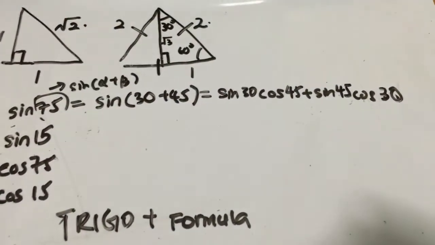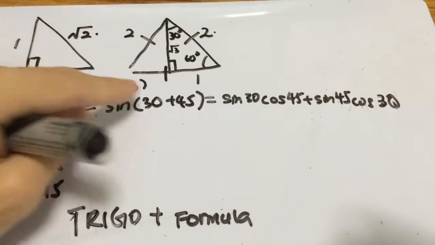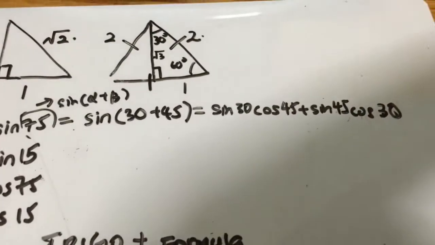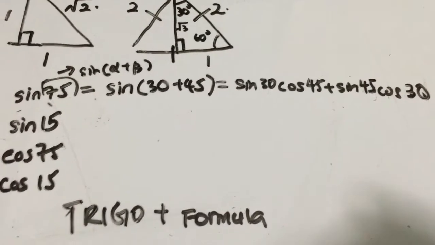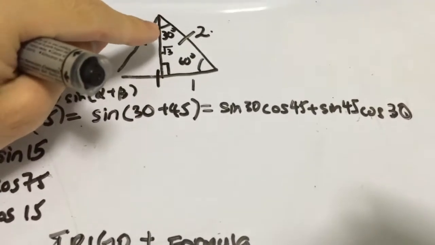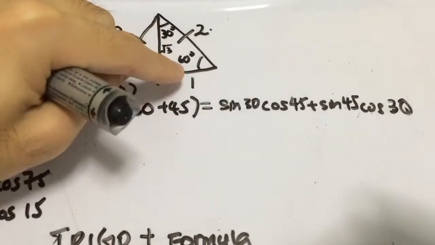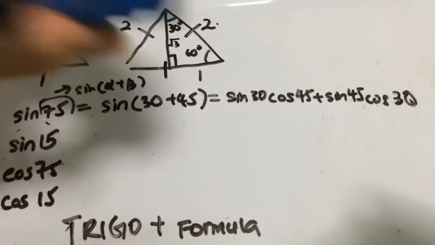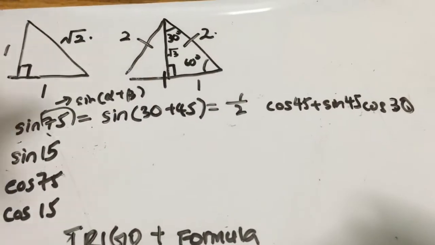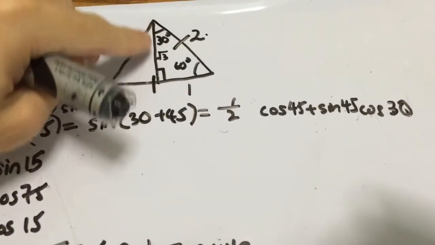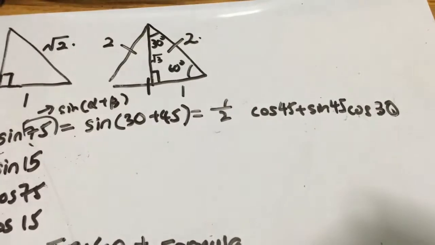Now we are able to solve already, because by using this right angle triangle as well as the equilateral triangle, we can solve the trigo formula. Sine 30 is opposite over hypotenuse, which is 1 over 2, so sine 30 is half. Cosine 30 is how much? Cosine 30 is adjacent, which is square root 3, over hypotenuse, so it's square root 3 over 2.